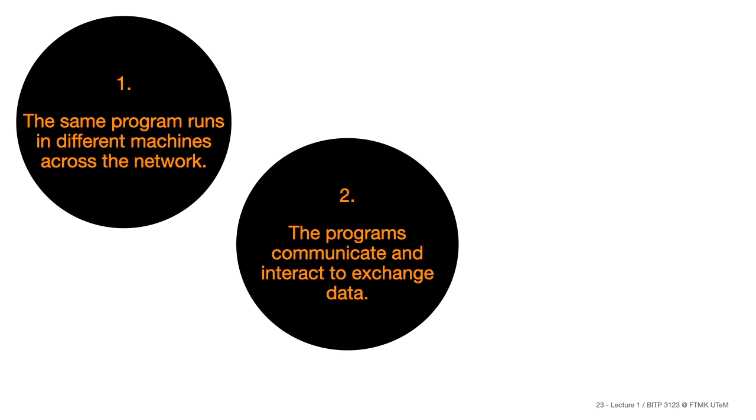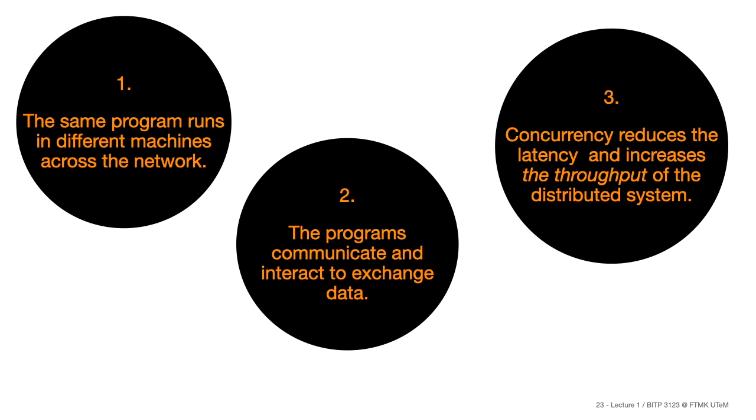We choose concurrency to reduce latency. That is, the time that we have to wait until the process is finished. Besides that, concurrency helps us to increase the throughput of the distributed system. Software for server usually need to implement concurrency.